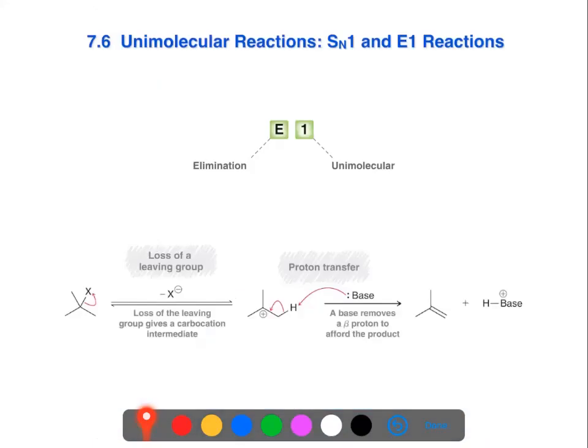Now the E1 reaction is also a unimolecular reaction, but is the elimination pathway. So the pathway to the formation of an alkene. You can see that the first step in this reaction is identical to the first step in the SN1 reaction. We have the loss of a leaving group to give us a carbocation intermediate. The second step is different than the SN1 reaction, where we saw a nucleophilic attack. The second step in an E1 mechanism is the proton transfer. And you'll recall that there was a proton transfer also involved in the E2 mechanism.